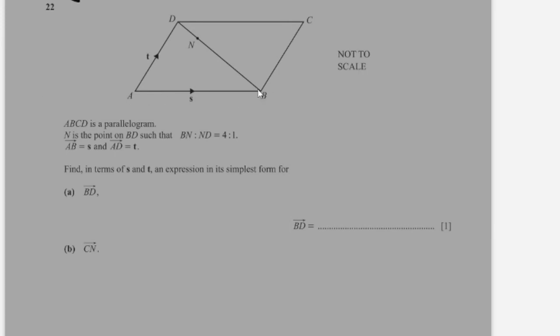So to move from B to D, we can either go B to C and C to D, or we can go from B to A and A to D. I'll go with the simplest form. No, wait. I'll go from B to A and A to D. Since we can see over here, AB is positive S, BA would be negative S. And so then we have D, which is AD. So we have BD as T minus S.